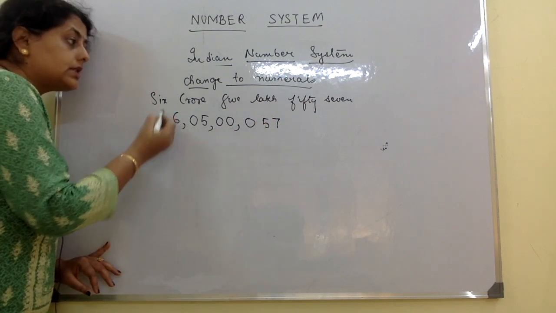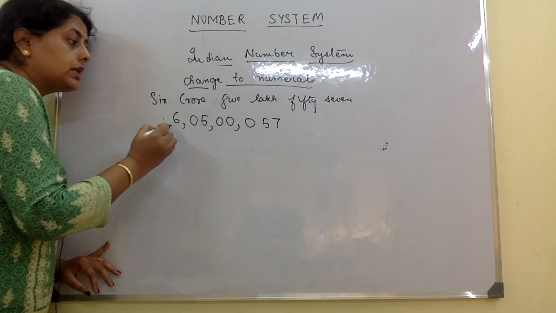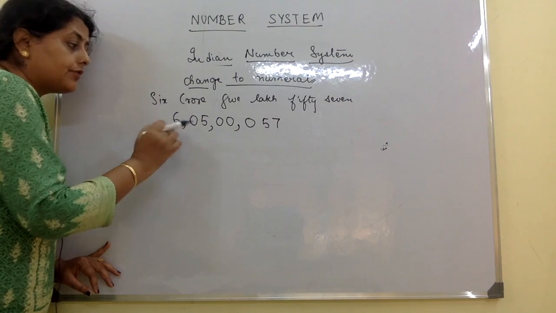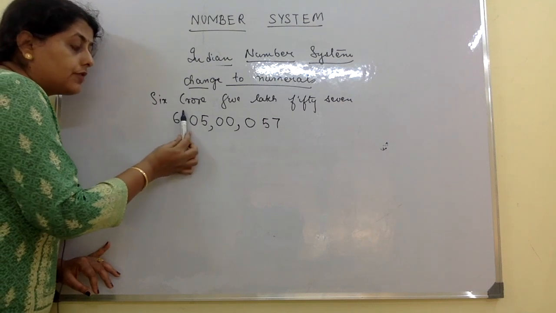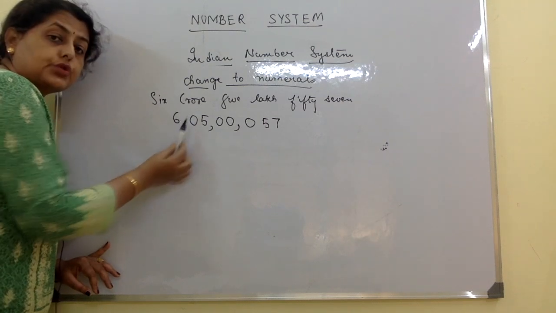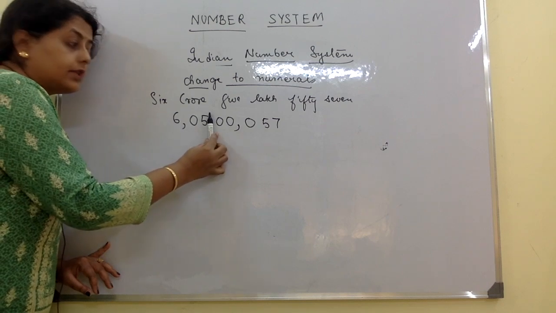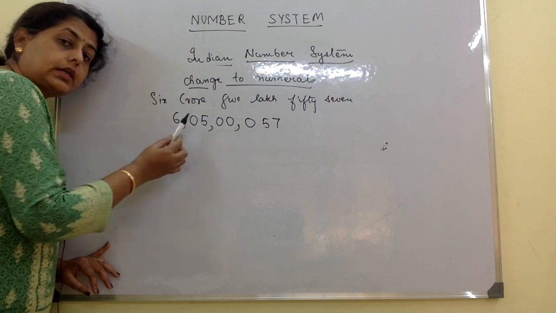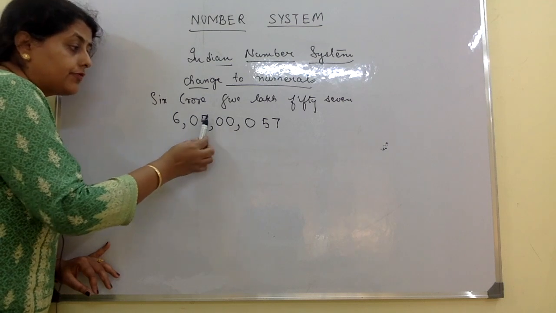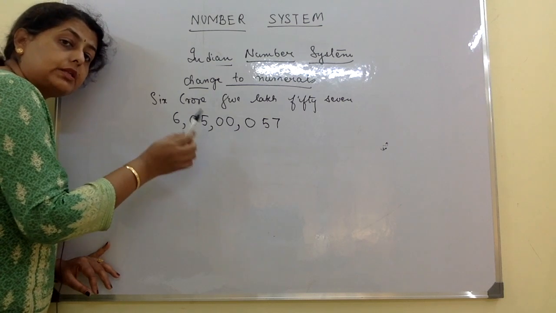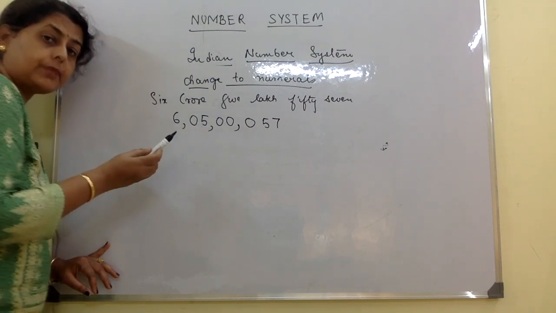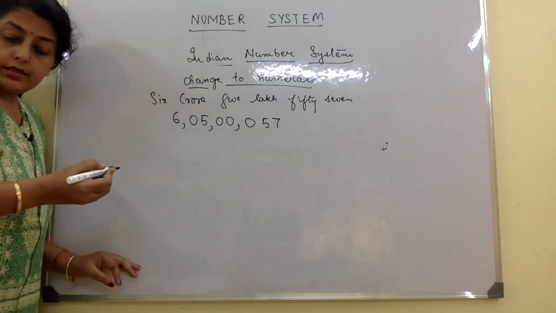Now here 6 crore 5 lakh 57. Do you see after the 6 there are 7 places? So this is 6 crore. After the 5 there are 5 places. So again after 5 there are 5 places. That means it is lakhs. Okay. So let me take another one.